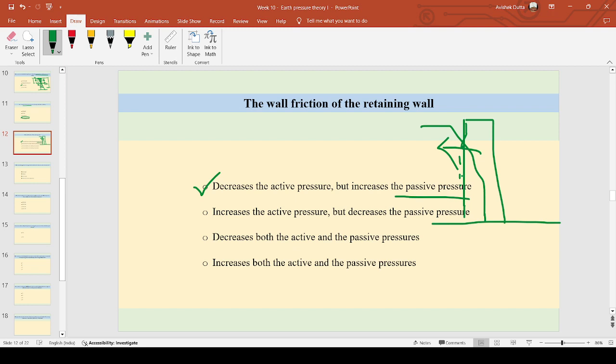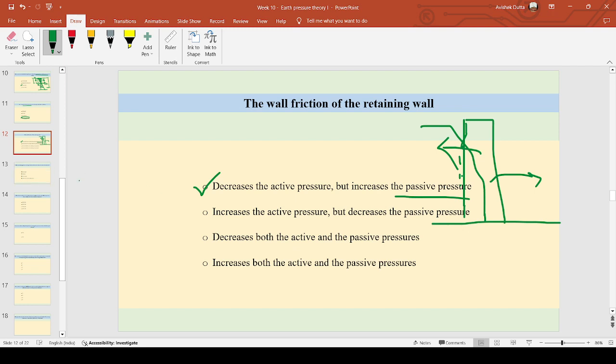And in the case of active pressure, the wall is moving away from the backfill, so the contact between the backfill and the wall reduces. That is the case of active pressure. So yes, it is a general question. The wall friction decreases the active pressure and increases the passive pressure. So who was saying increases? Is it clear why and how it is decreasing?